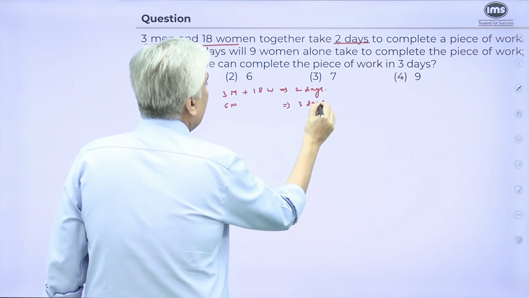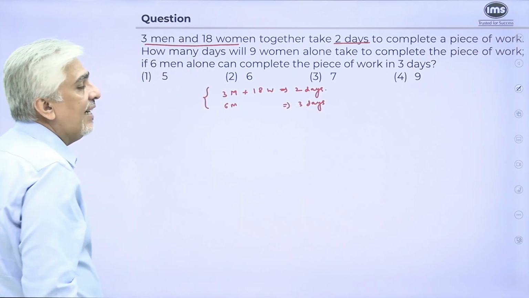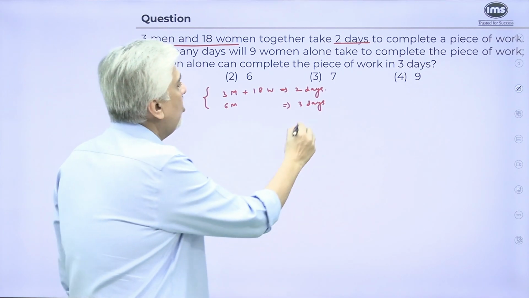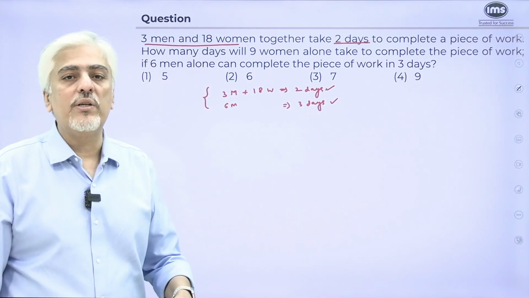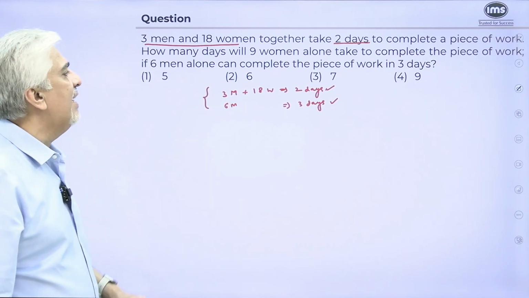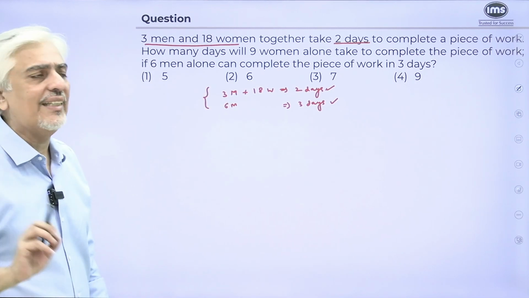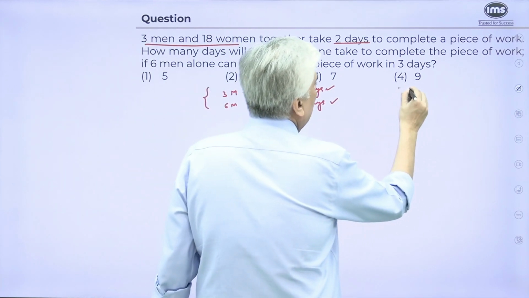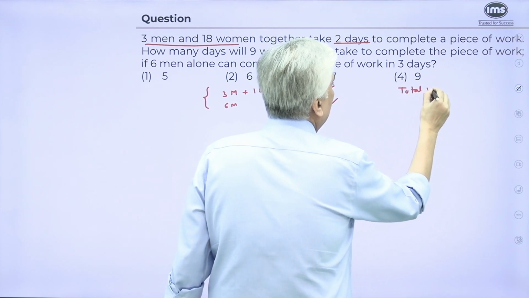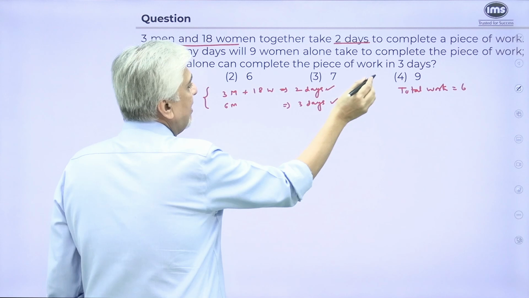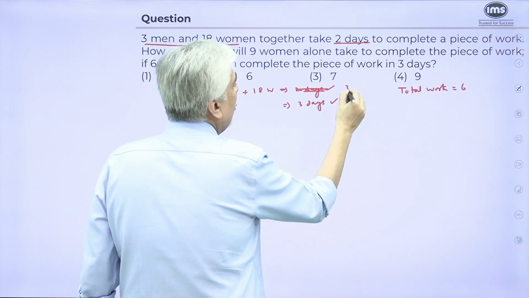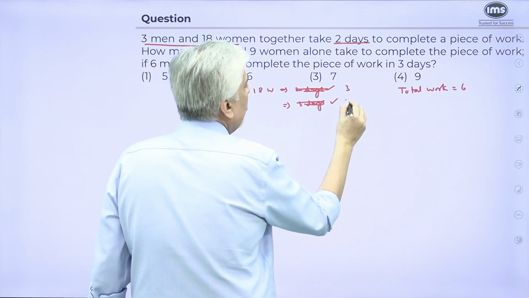Now, important thing is you can't solve this simultaneously right now. Why? Because on the right hand side you have work. So, if they do the work in 2 days or if they do the work in 3 days, what if I took the total work as 6? Let the total work be 6 units. So, in 2 days they are doing 6, in 1 day they are doing 3, in 3 days they are doing 2.